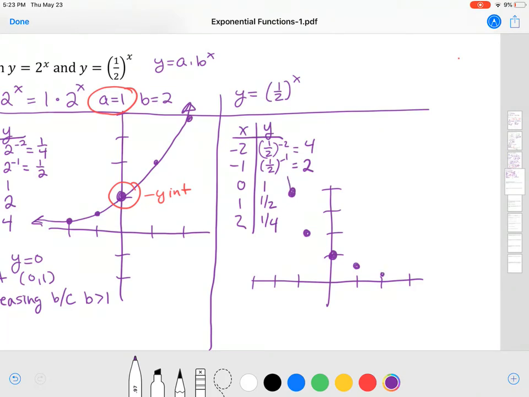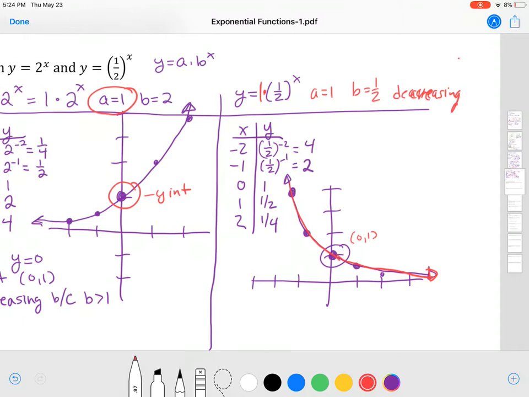So again, I'm going to have a horizontal asymptote at the x-axis. And notice now that I still have a y-intercept at 0, 1, because even though I don't write it in here, I have a 1 times 1/2. My a is 1. Since my b is 1/2, which is less than 1, this is going to be decreasing. So notice that it's decreasing. It's going down left to right.